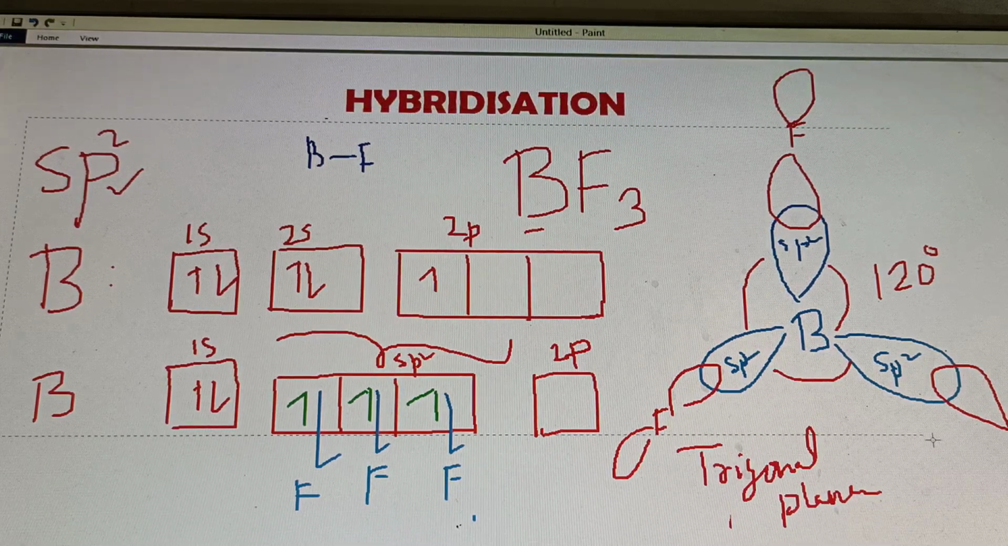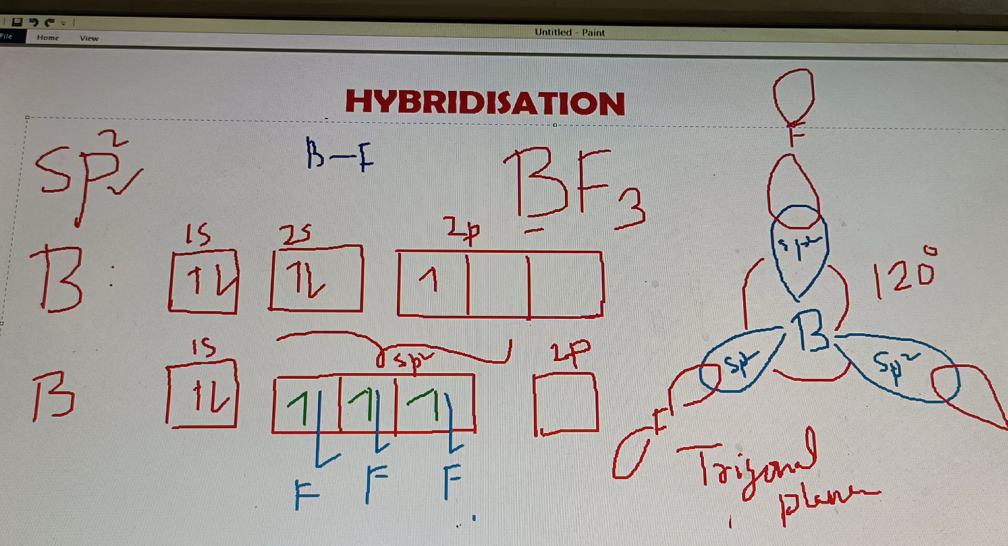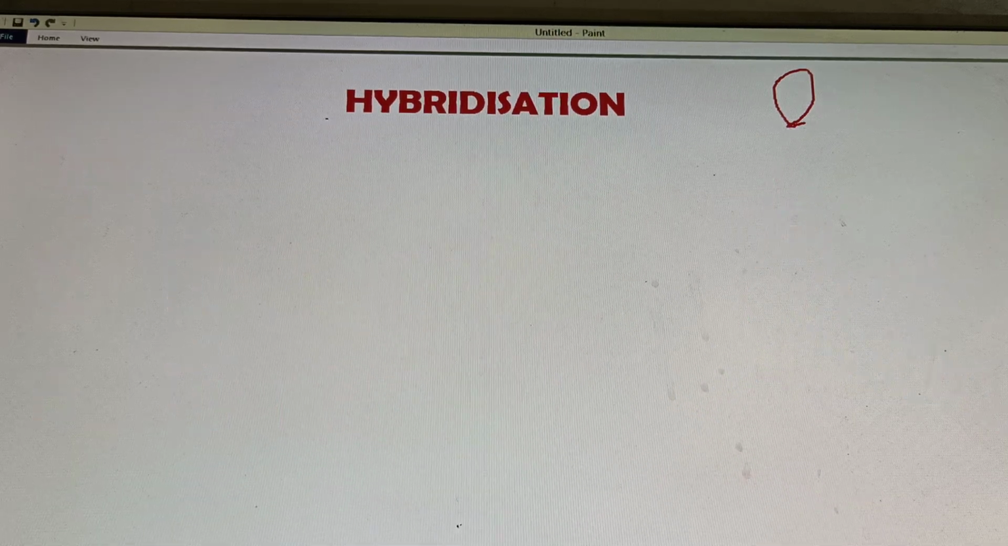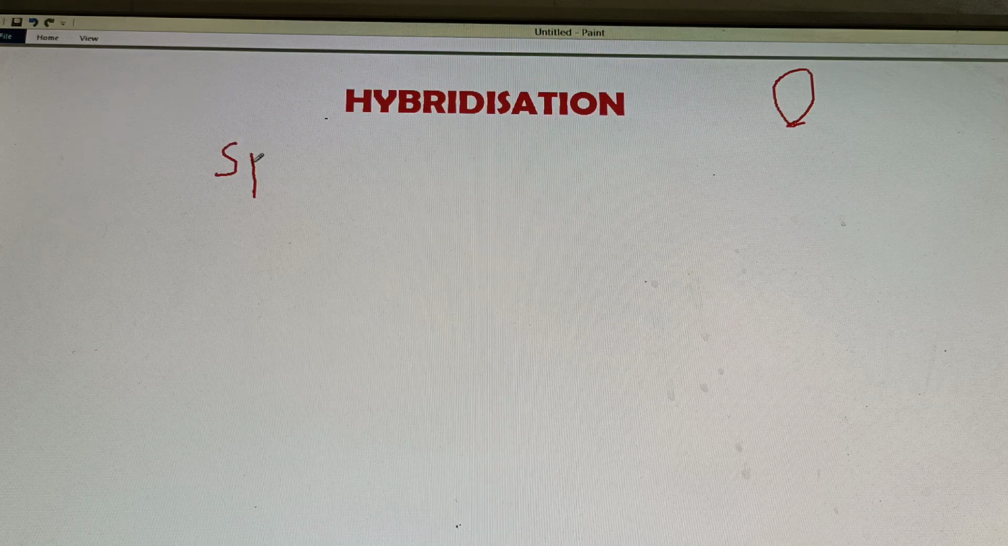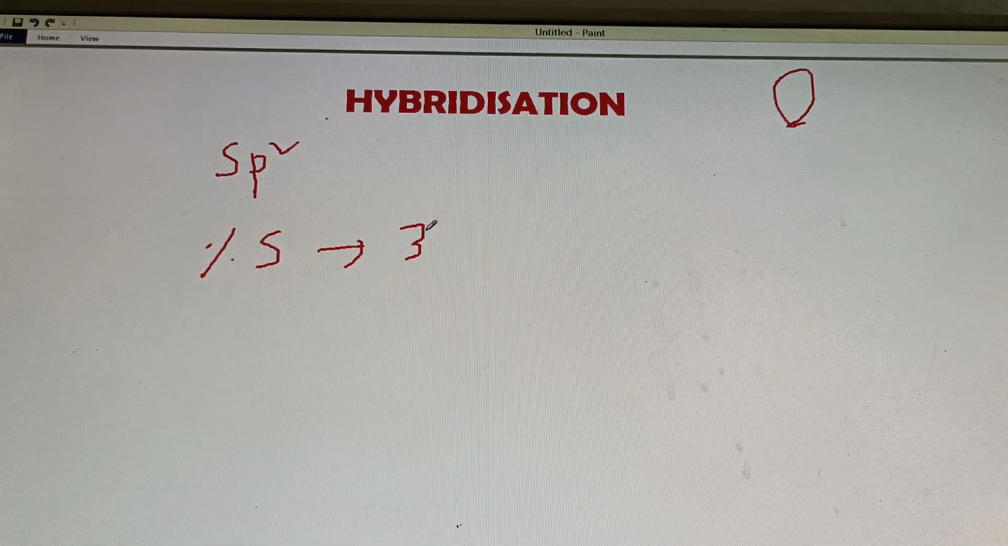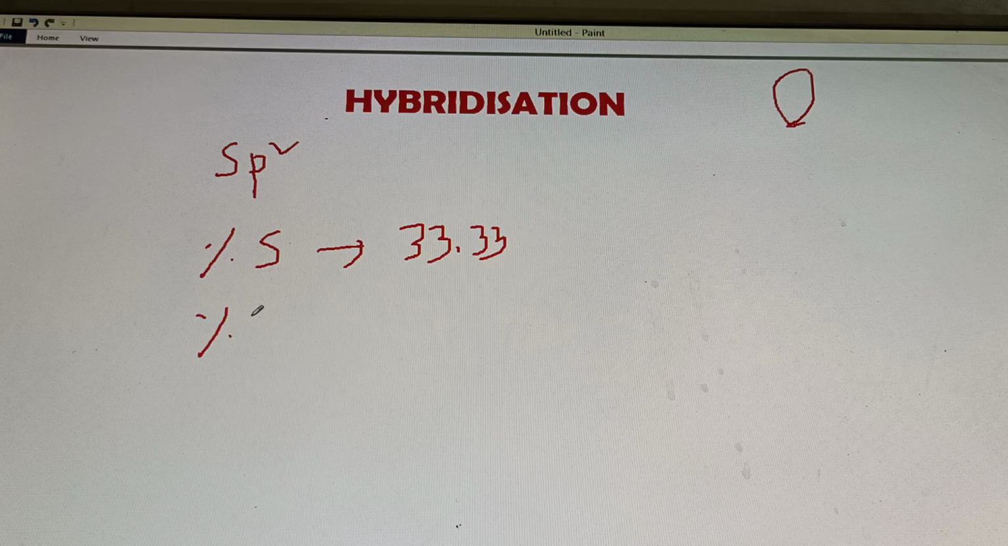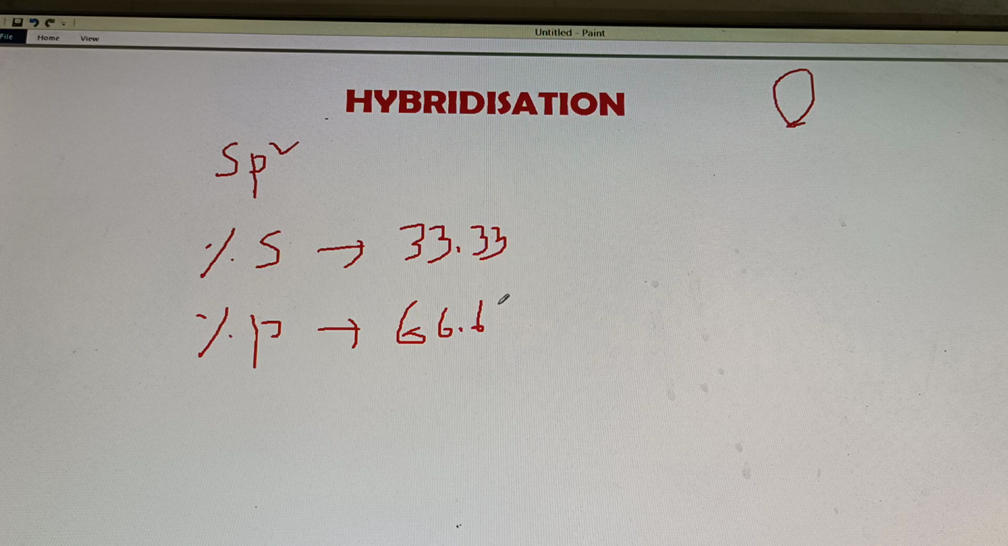Okay. So in that case, the percentage of s character in sp2 will be 33.33, right? And the percentage of p character will be 66.66, right?